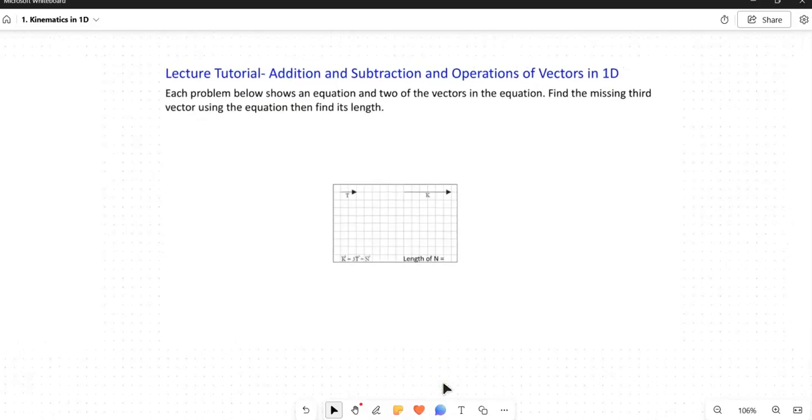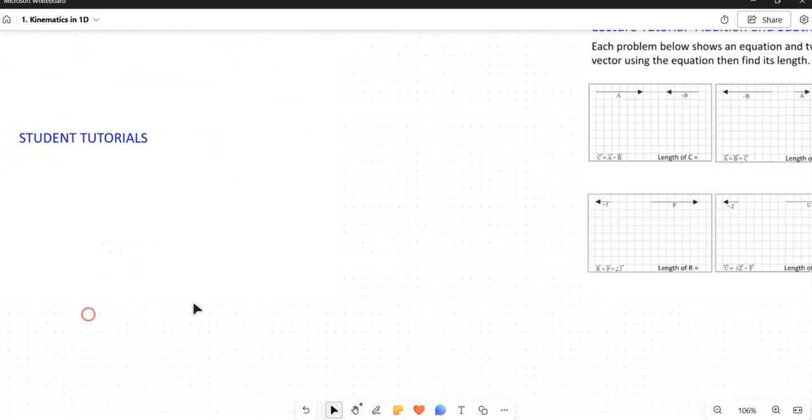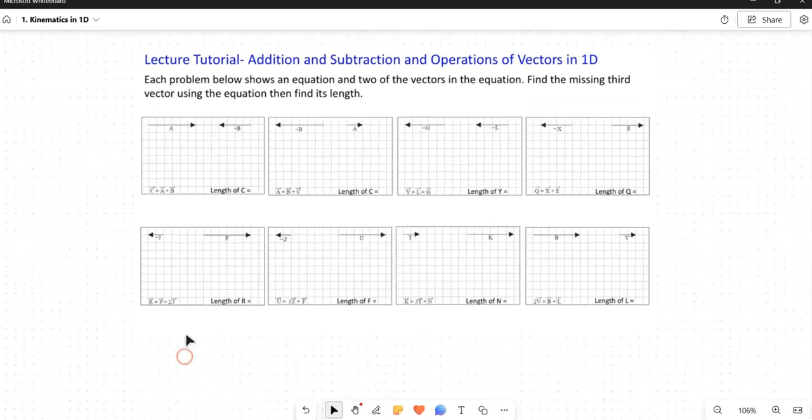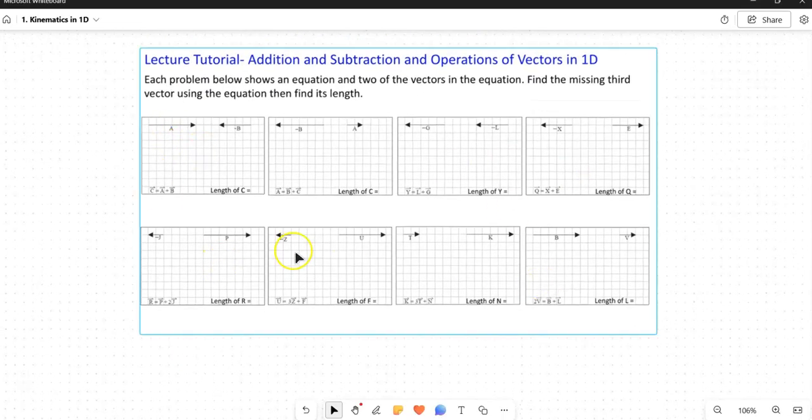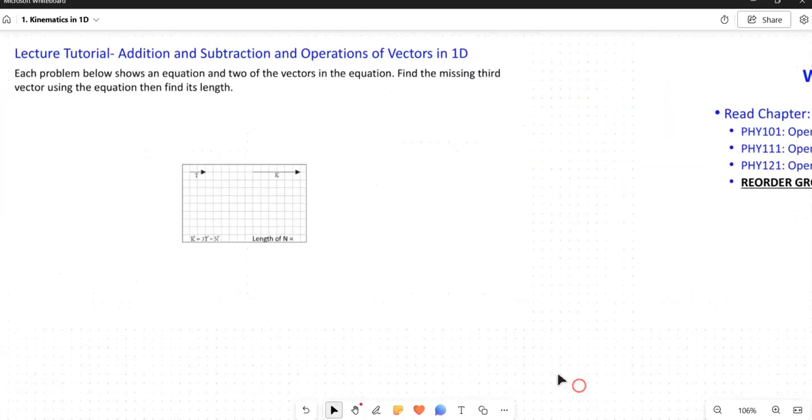So your tutorial is this right here. It's one page, but it's got 8 different tasks that you should do. Now let me go explain what they are.